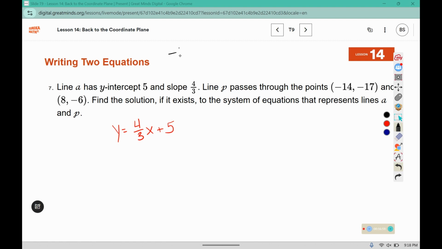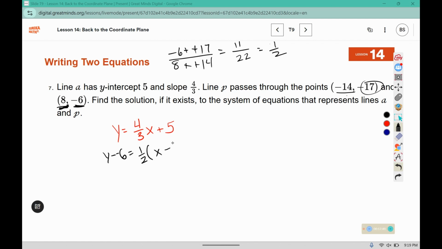Well, first we're going to do y2 minus y1 divided by x2 minus x1. Negative 6 plus 17 is 11. 8 plus 14 is 22, which reduces to a slope of 1/2. So I'll write it in point-slope form. y minus the y value equals m times x minus the x value. We can distribute here. Half of negative 8 is negative 4.